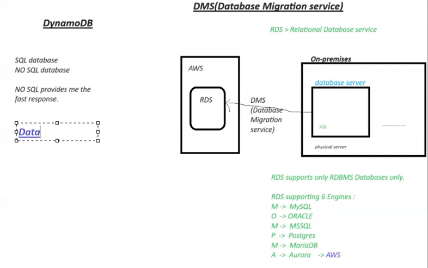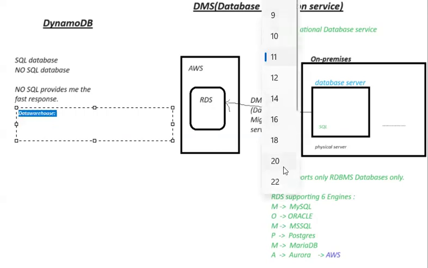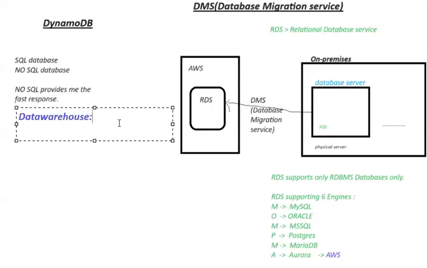We call that a data warehouse. If we want to store a huge amount of data, then we call that a data warehouse. If you want to store huge amount of data, what do you call that? Data warehouse. Okay, let me write that. If we want to store a large amount of data, we call that a data warehouse.